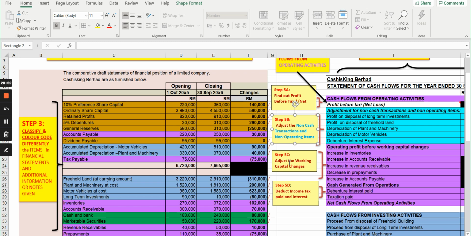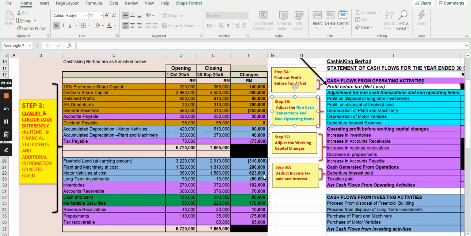We are done with step 5C. We adjust the working capital changes. We are now doing it, sorry. So you can see that for your inventories here, the same thing here. You can see accounts receivable has increased by 70,000. So the effect is an increase, you need to deduct. Same goes for your revenue receivable, which is your current asset. You should also deduct them because there was an increase.